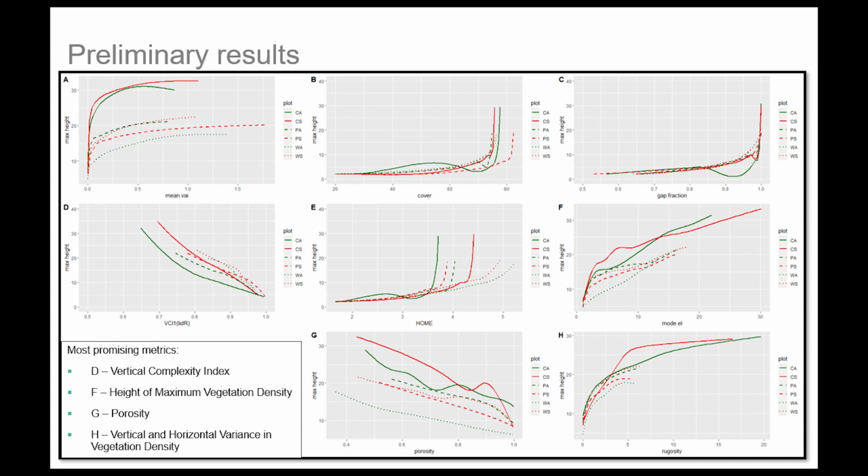I had a closer look at these metrics. I wanted to see how they react to the structure of kauri forests, and I found 4 promising metrics which can describe changes in this forest type. And these are to be seen here in the figures D, F, G, and H. These are the vertical complexity index, the height of the maximum vegetation density, the porosity, and the canopy rugosity.